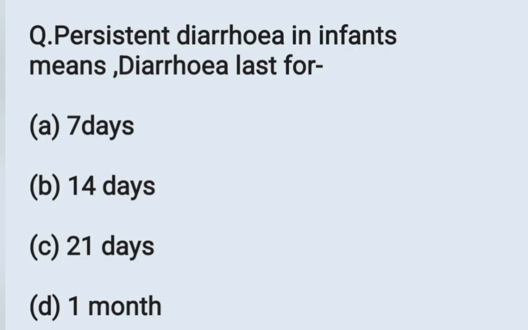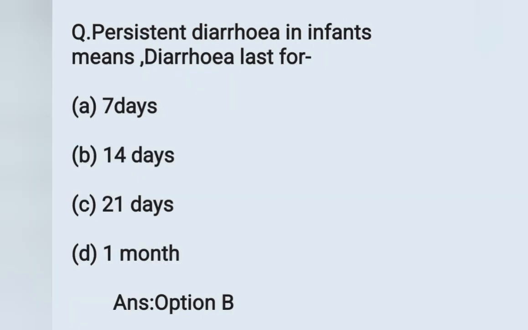And the next question is, persistent diarrhea in infant means diarrhea lasts for options. Option A 7 days, option B 14 days, option C 21 days, option D 1 month. Persistent or recurrent diarrhea means the diarrhea which lasts for 14 days. Option B is the correct answer.